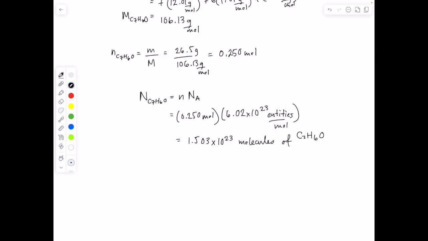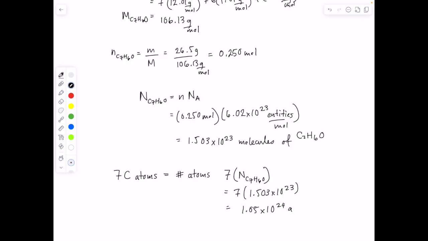Now, each molecule contains 7 carbon atoms. So to find the number of carbon atoms, we're going to multiply 7 times the number of molecules, which is 7 times 1.503 times 10 to the power of 23. And we end up getting 1.05 times 10 to the power of 24 atoms of carbon.